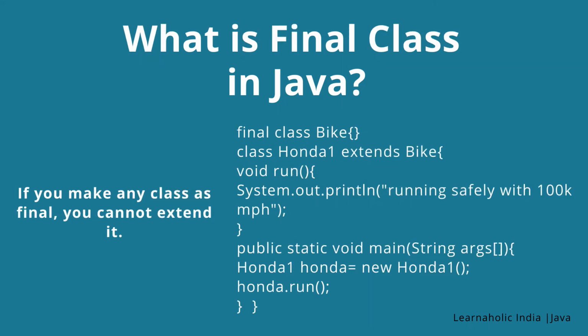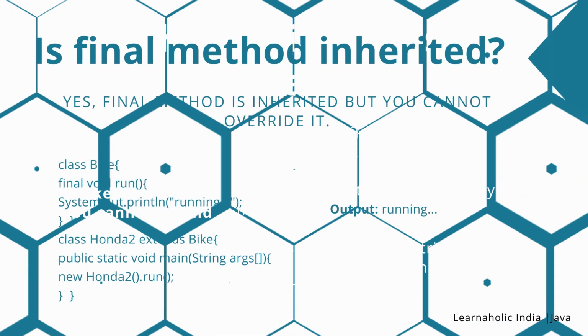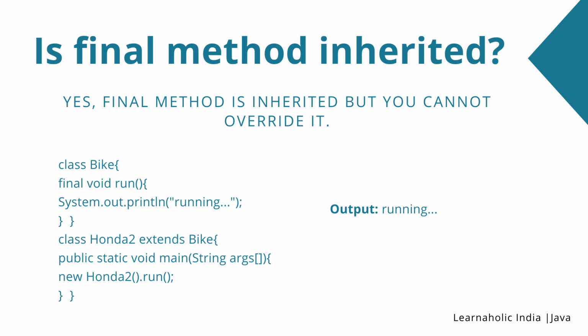Next question is, what is a final class in Java? If you make any class final, you cannot extend it. Consider the given example. The type Honda 1 cannot subclass the final class Bike. Next question is, is a final method inherited? Yes, a final method is inherited but you cannot override it. For example, the method run from the base class is inherited by class Honda 2. We got the output: running.